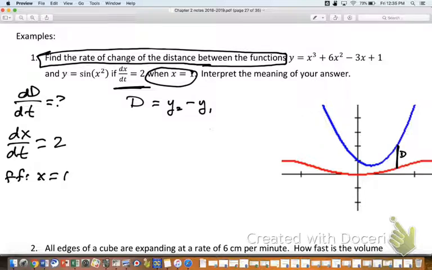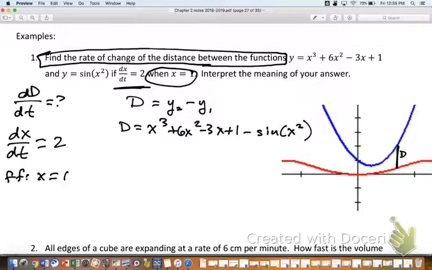Blue. Agreed. Why would blue go first? Because it's bigger. It's higher, at least for our whole domain. So I would say distance equals, the blue is the cubic, so it'd be x cubed plus 6x squared minus 3x plus 1, minus the other one, which was sine of x squared. Okay. That's your movie.